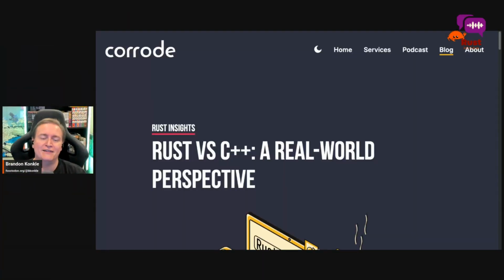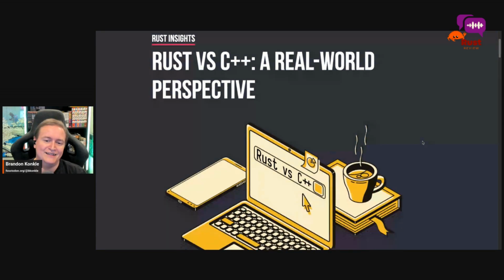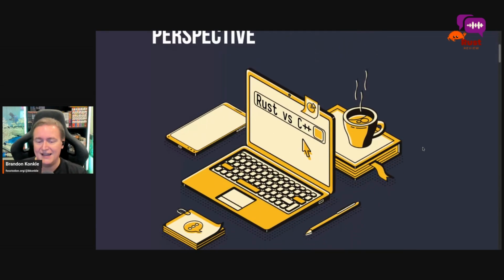All right, the first article I'm kicking things off with today is from Matthias Endler on the Corrode blog. It's called Rust versus C++, a real-world perspective. And Rust, compared to C++, is one of the primary use cases, one of the primary value propositions that you get for Rust, because C++ has long been the dominant ecosystem for low-level performance.